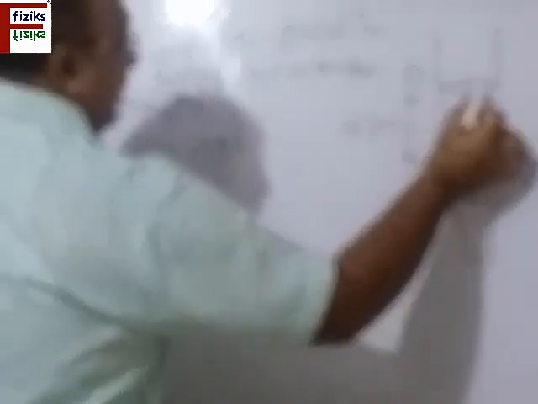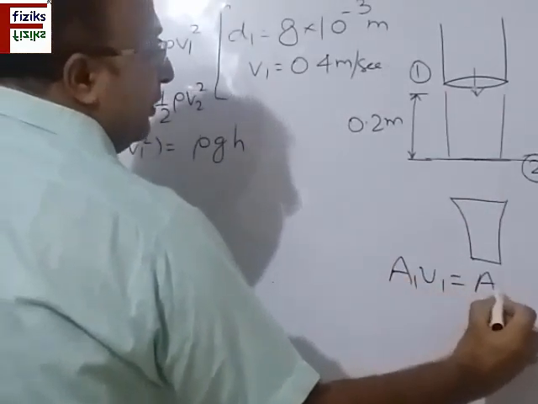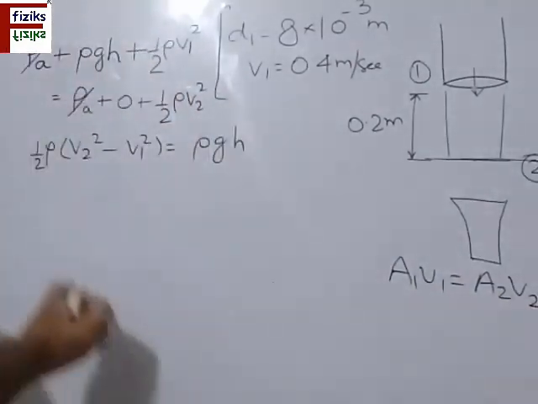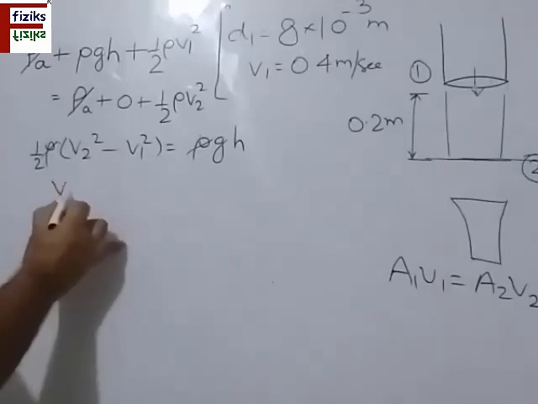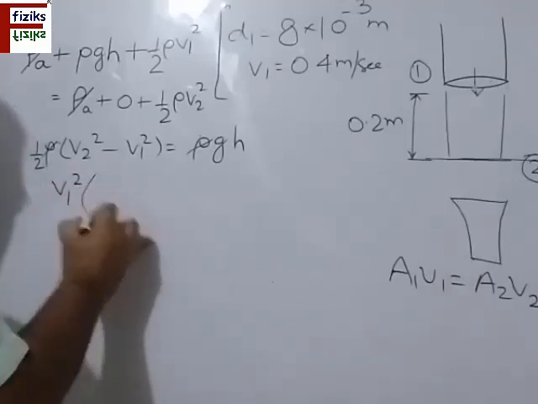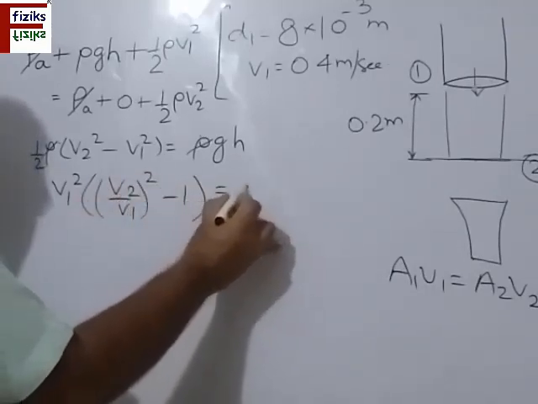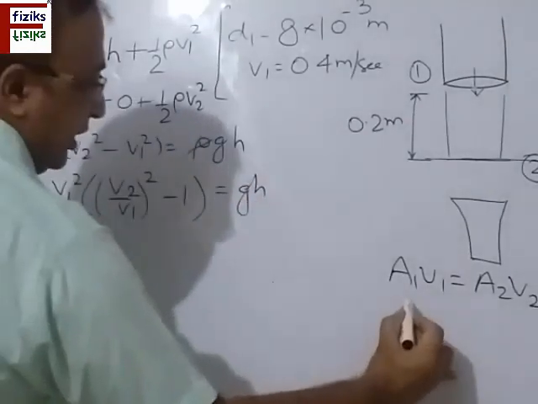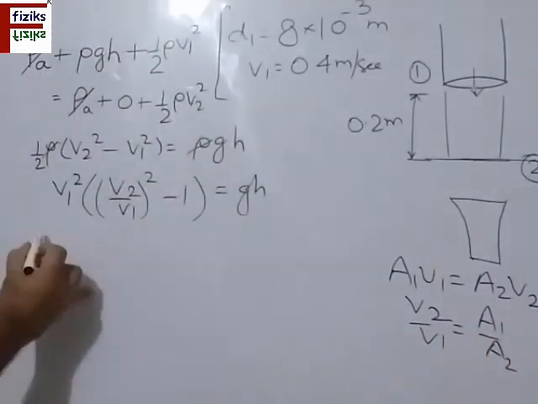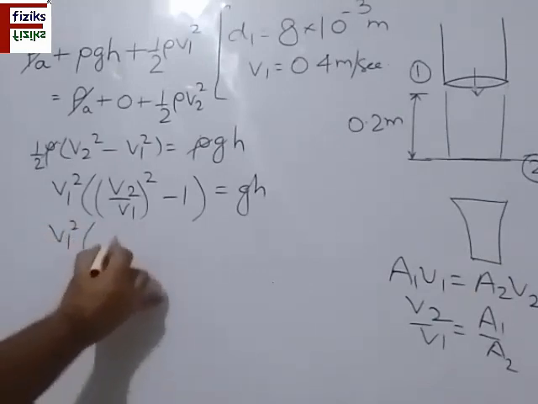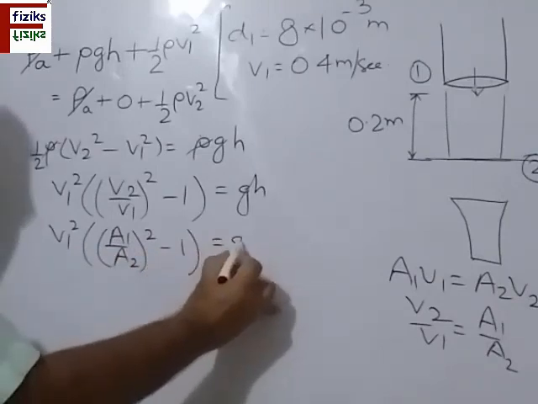And we can use the continuity equation between 1 and 2. So I can write A1 V1 equal to A2 V2. So rho cancels out on both sides. If I take V1 square as common because we know the value of V1, V2 by V1 whole square minus 1 equal to GH. And V2 by V1 I can put from here, A1 by A2. So V1 square, A1 by A2 whole square minus 1 equal to GH.